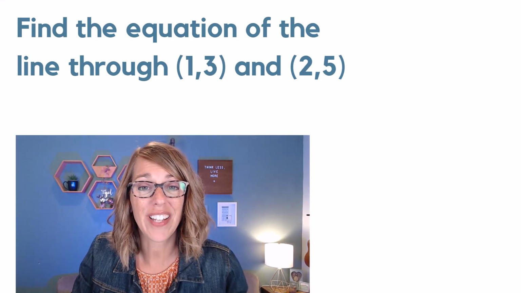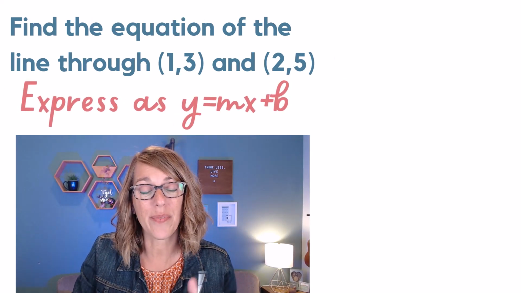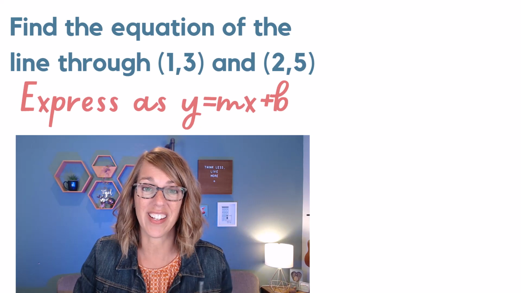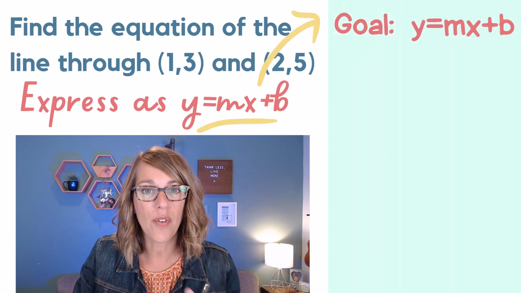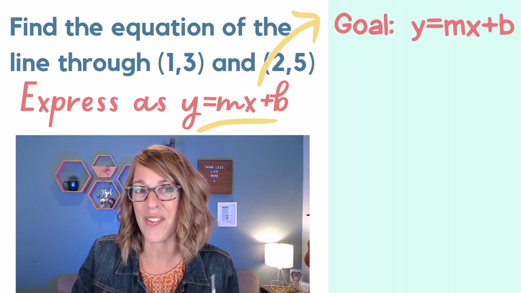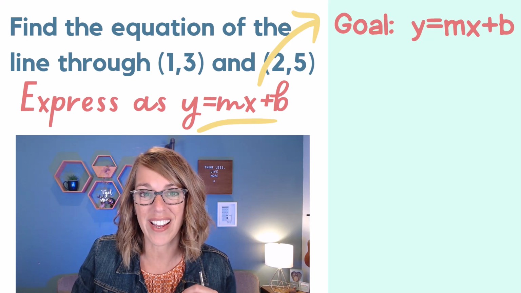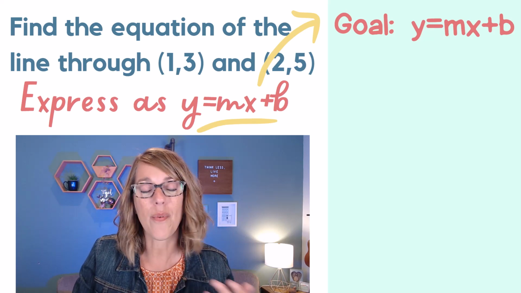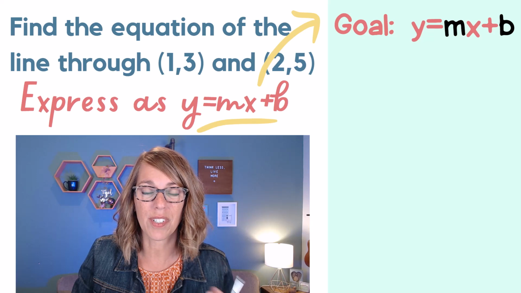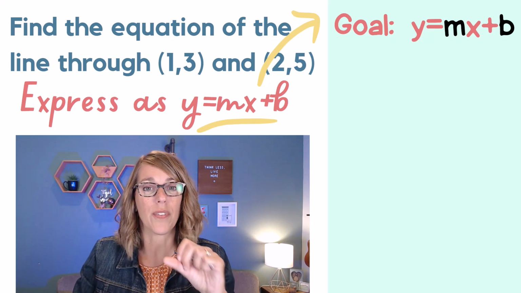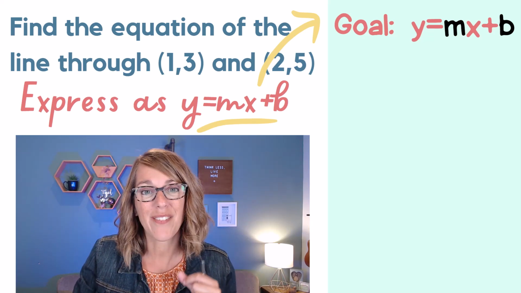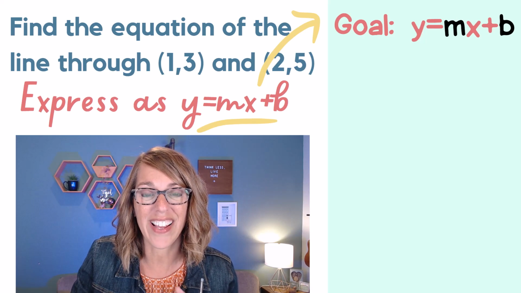Let's find the equation of a line through 2 points. We also know that we want this equation in slope-intercept form. So our overall goal is to get this equation, y equals mx plus b. Now we're going to leave y and x as our variables, but we need to find the values for m, which is our slope, and for b, which is our y-intercept.